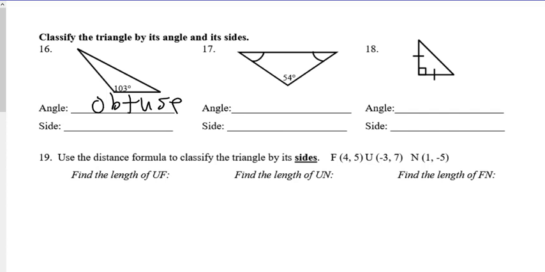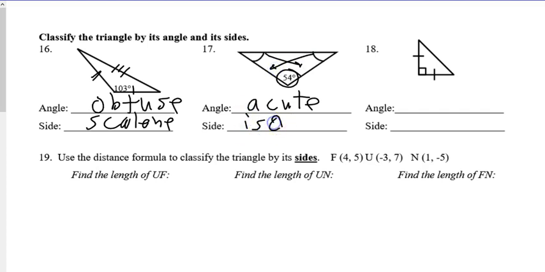Now, in this drawing, you can see that this side and this side are all different, so it's scalene. There are no markings, but you know they're different. All right, this one, angle less than 90, so that's an acute angle. And since these two angles are equal, these two sides are equal, which makes it isosceles.